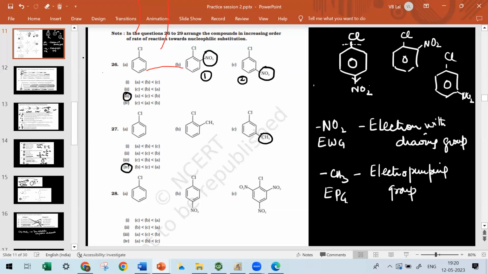Now for 28, if one NO2 group can increase the rate of reaction, then what will be the effect of 3 NO2 groups? It will increase the rate of reaction even further. So the maximum rate of reaction will be C, right? There's only one option with C. So 28 is 4.